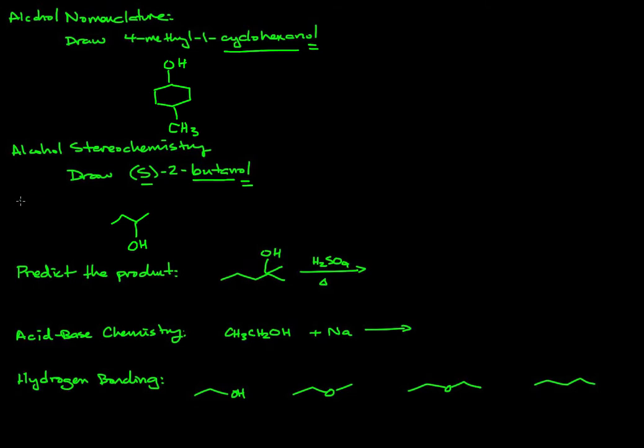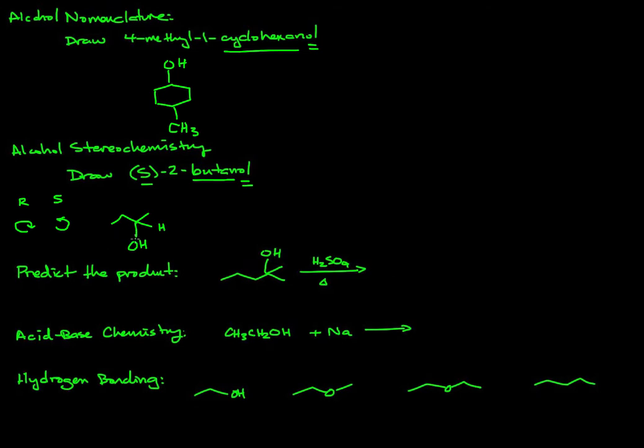We assign R and S based on priority of the groups. So for R stereochemistry, when the lowest priority group is projected behind us, the priority moves in a clockwise fashion. For S, it moves in a counterclockwise fashion. So I've drawn in what R and what S need to be.